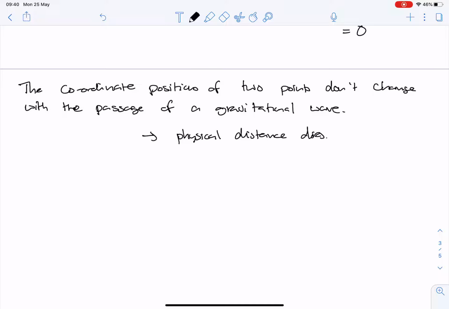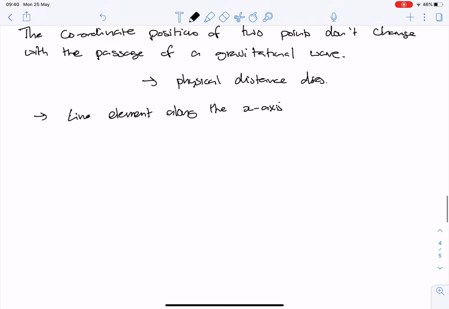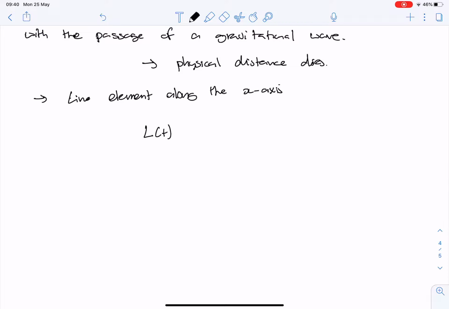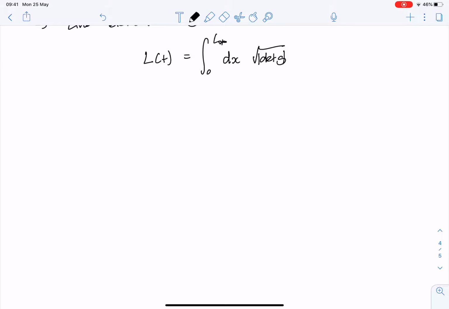Remember, the speed of light is a constant, so if the physical distance changes, even if the coordinates don't, the light travel time will change. So the physical distance does, and the physical distance is just found from a line element along the x-axis. That's the modulus of the determinant of the metric.